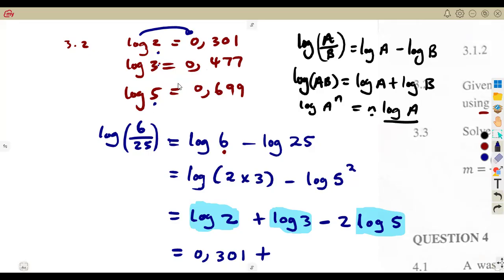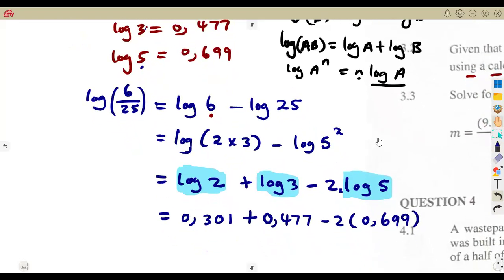So what is log 3? 0.477. Minus 2 log 5. This is a product. It simply means minus 2 times log 5. What is log 5? 0.699. Just like that. Until you see this, you substitute.